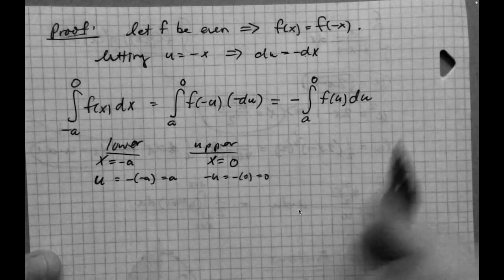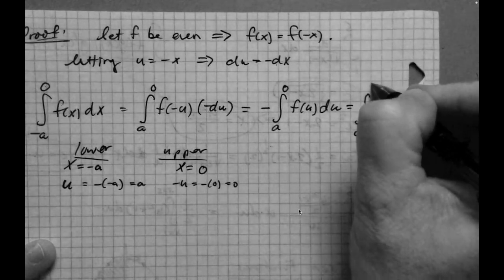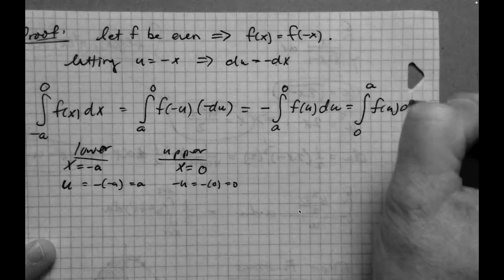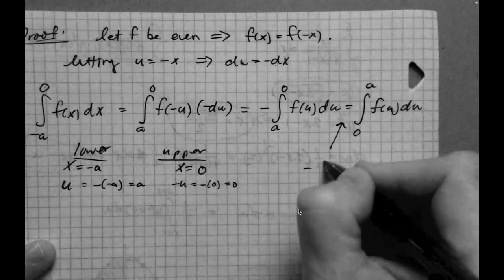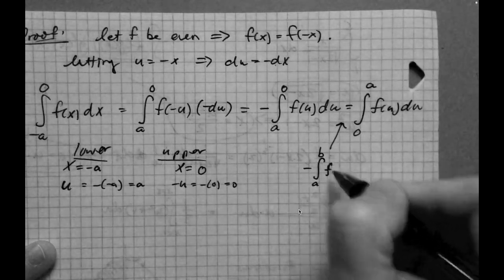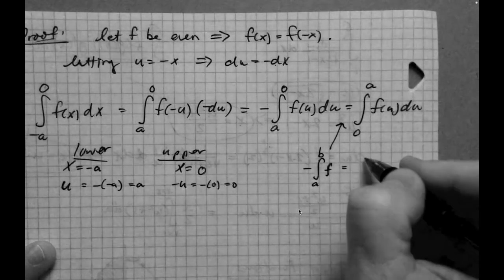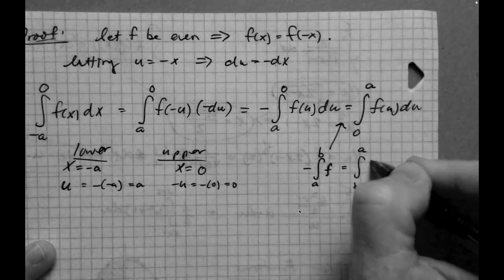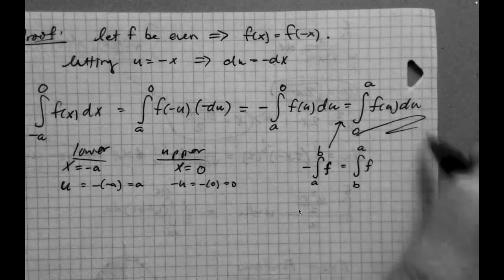Then I'm going to rewrite this as a positive integral from 0 up to a of f of u du. Now what did I do here? I just used this fact from a couple sections back, that the negative integral of f from a to b is equal to the integral from b to a of f, right? So the limits can flip, and it changes the sign in front of the integral. So I've got this piece here.